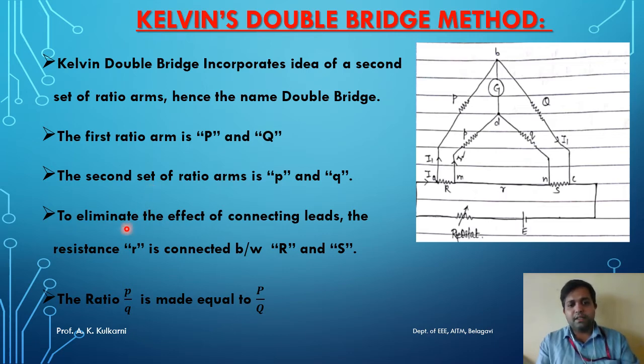To eliminate the effect of connecting the leads, the resistance R is connected between the unknown resistance capital R and the standard resistance. So to eliminate the effect of leads, we are going to connect this small resistance in between these two resistance values. As we know, we consider two ratio arms, those are P and Q, which are made equal to each other. So both the ratios of P and Q are made equal to each other.